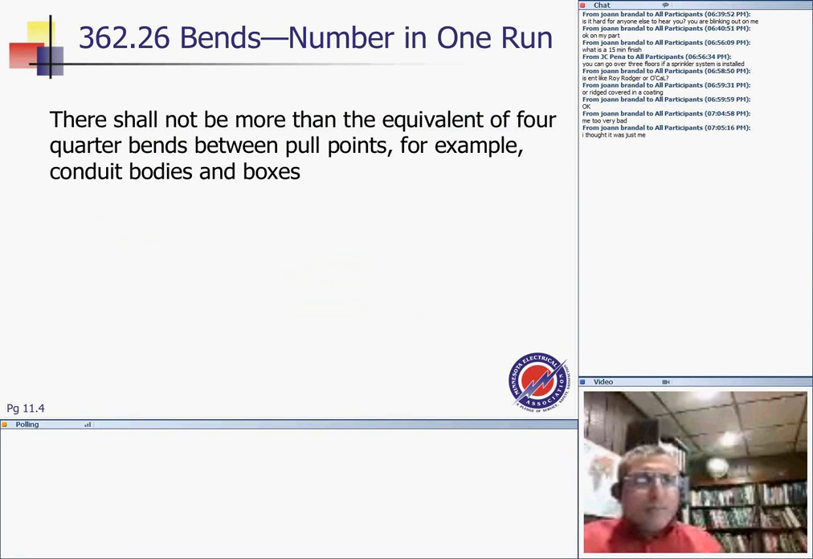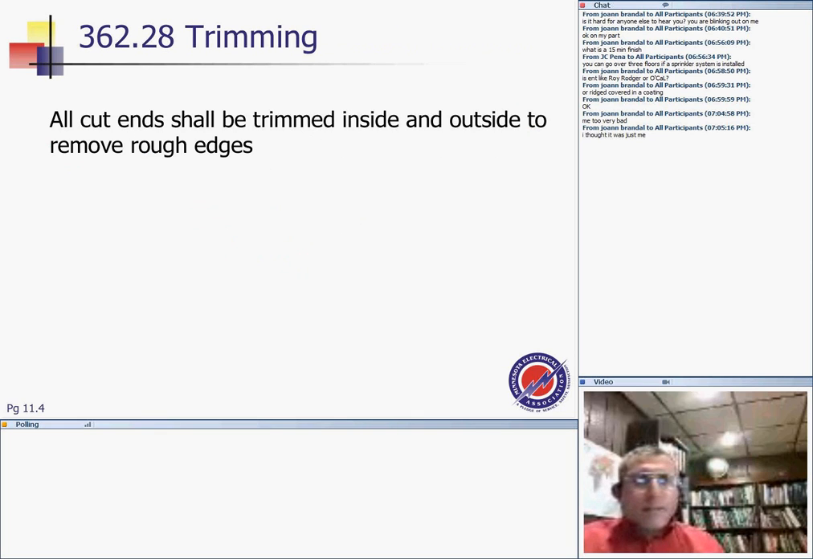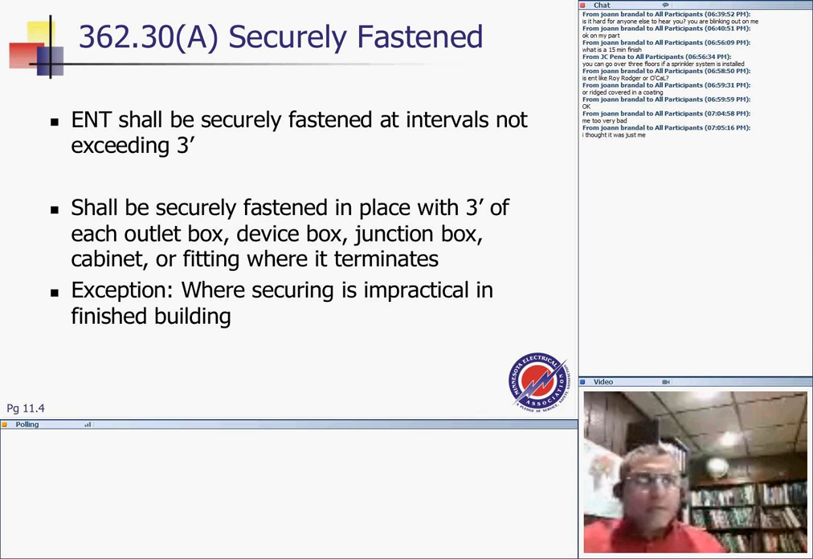Now, bends, guys: everything is four quarter bends, which is 360 degrees, in a conduit system that we'll be using. You cannot bend it more than 360 degrees between pull points. As you cut it, you have to trim inside and outside and remove the rough edges. You cut it because you don't want to damage the insulation of the conductors. Almost all conduits you're going to find require trimming.